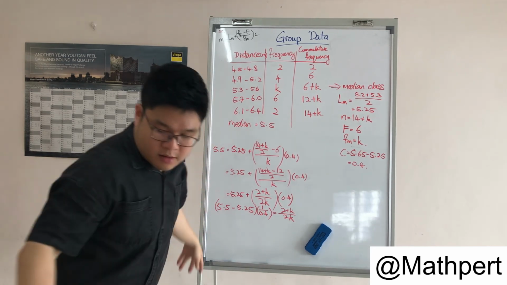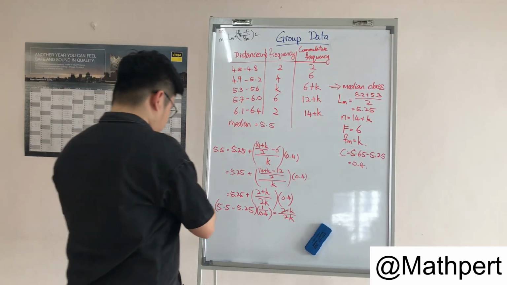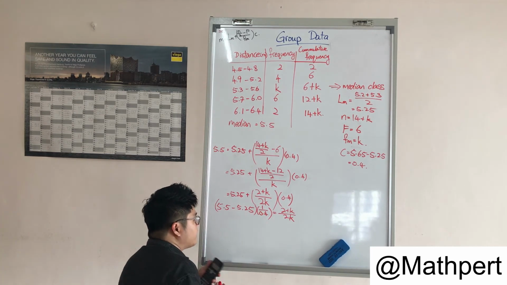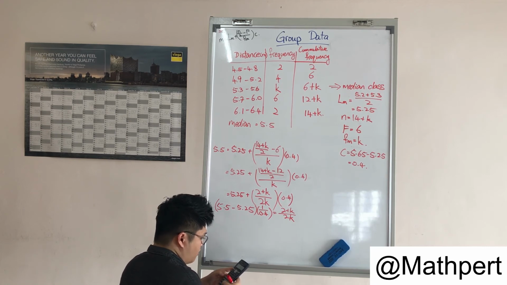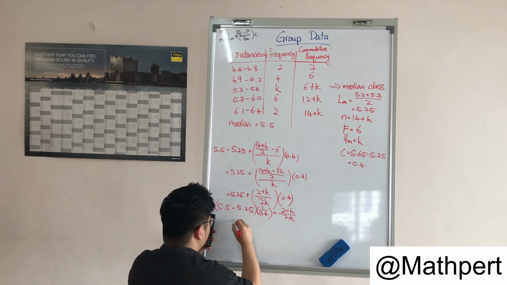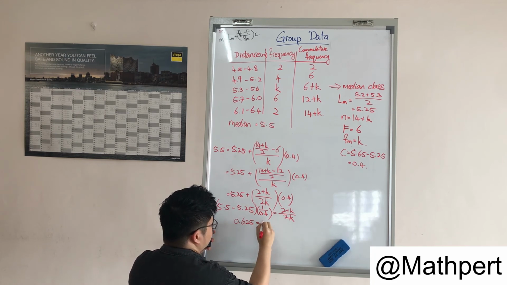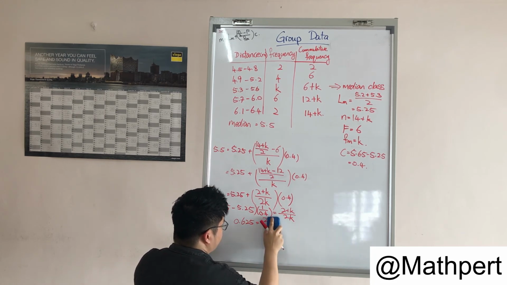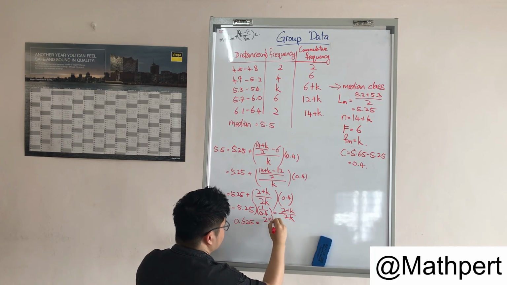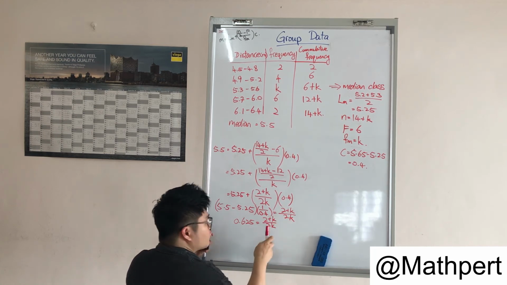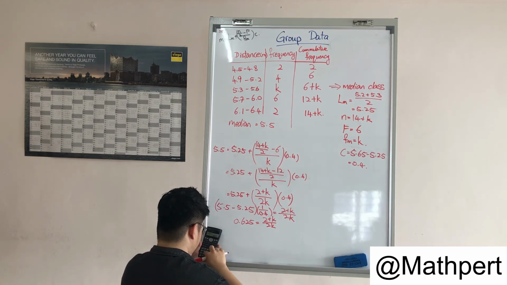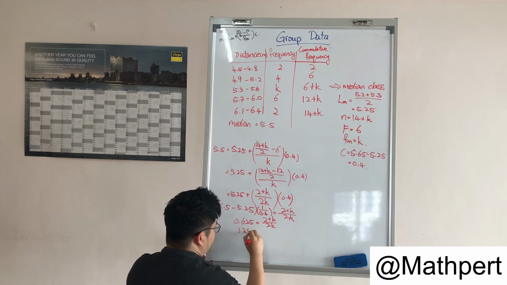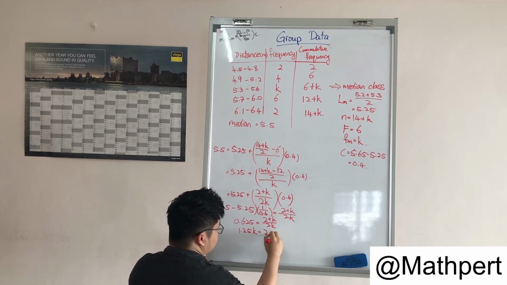Okay, then we calculate the left hand side first. 5.5 minus 5.25 divided by 0.4. We got 0.625 equals to 2 plus K over 2K. 2K move here and will become 1.25 K equals to 2 plus K.